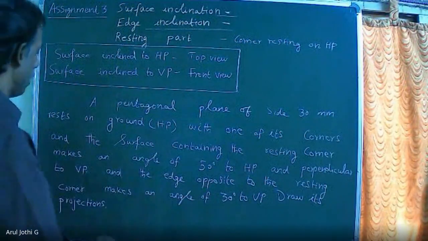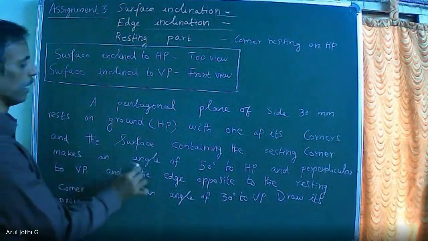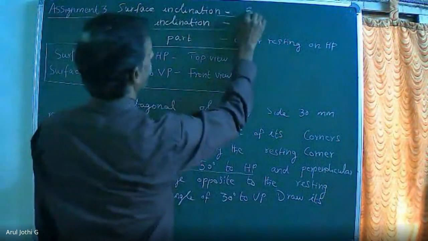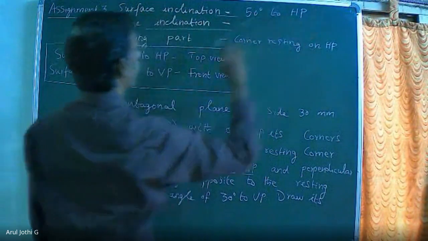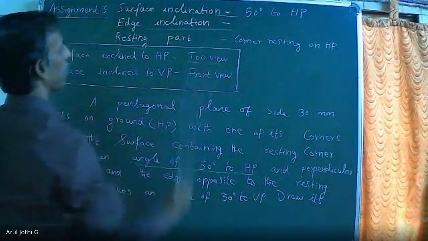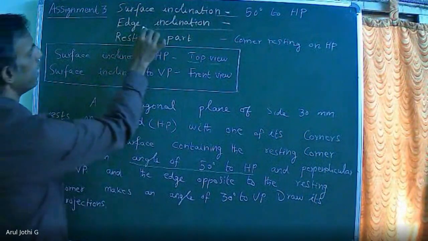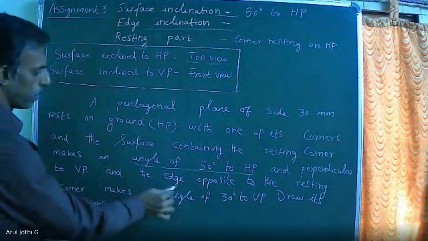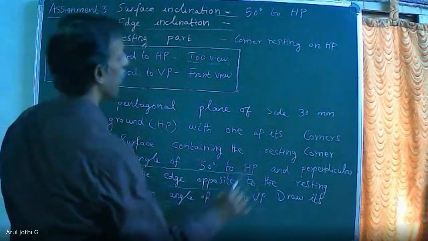Now, here the surface is inclined at 50 degrees to HP. So when the surface is inclined to HP, you have to start the diagram with the top view. Now, the opposite edge is inclined. Edge inclination will be given in the problem. The edge opposite to the resting corner is inclined 30 degrees to VP.